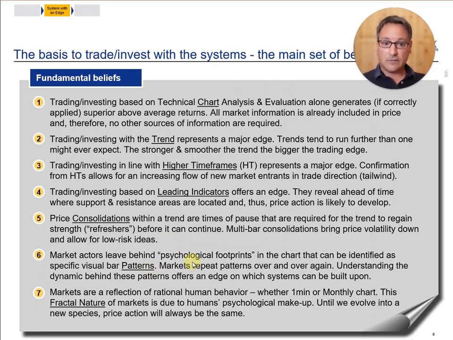Market actors leave psychological footprints in the charts that can be identified as specific visual bar patterns. Markets repeat patterns over and over again. Interesting, yeah. The same rules, the same patterns apply on each of those time frames and each of those contracts. We don't make specific patterns for specific time frames or markets, right?